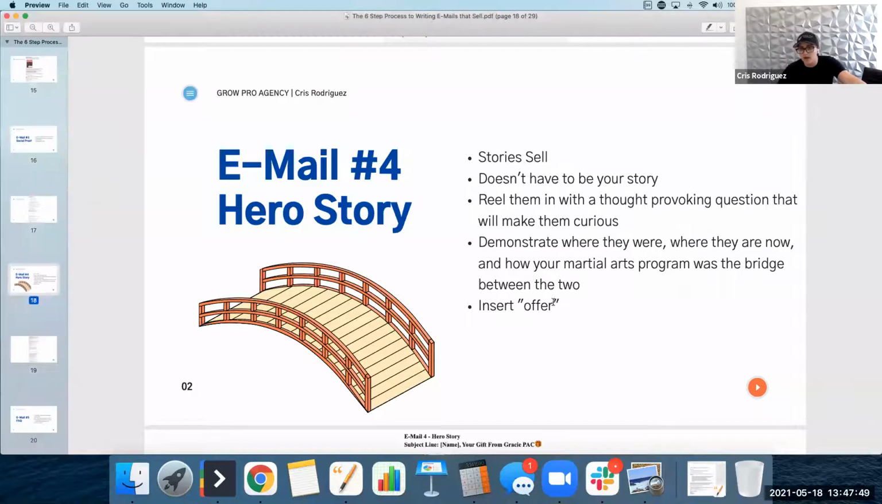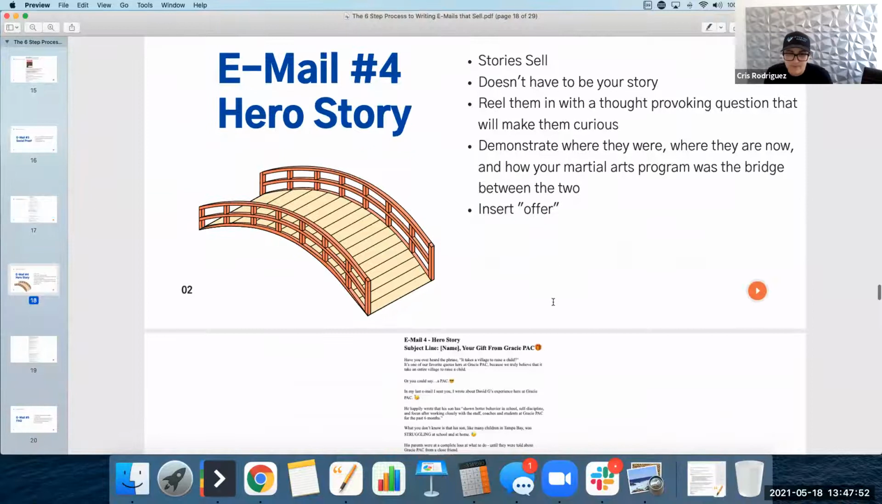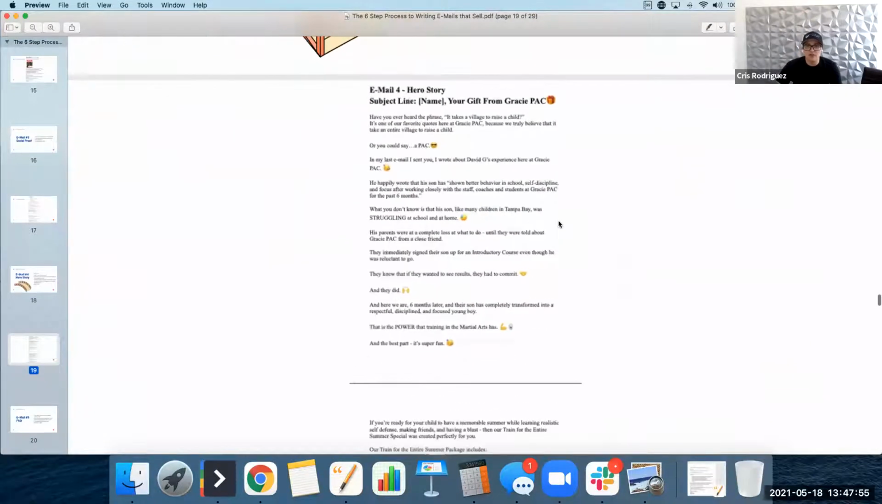So let me kind of break down this story here. Okay. And then at the end, we've got to insert that offer. All right. So here's the subject line: name your gift from Gracie Pack. Have you heard the phrase, it takes a village to raise a child? That was my thought-provoking question. That is what's going to reel them in. Okay, as a parent, I've heard that over and over again. Until my son Cruz was born, I didn't truly understand what that meant. But as parents, we understand that it takes a village to raise a child. It's one of our favorite quotes here at Gracie Pack because we truly believe that it takes an entire village to raise a child, or you could say a pack.